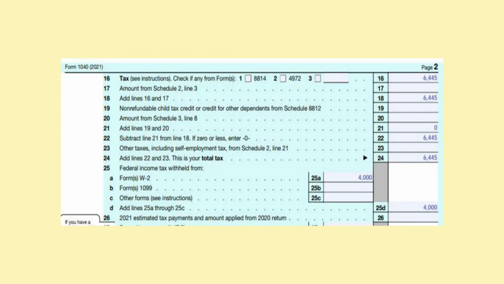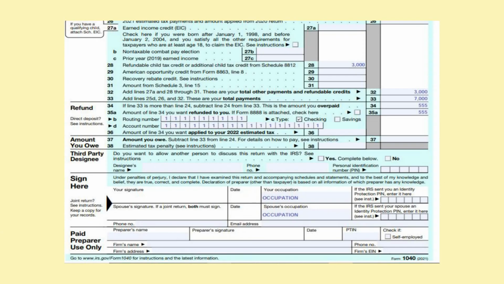On line 26, you would put any estimated tax payments that you remitted during the year, or any amount that you applied from your 2020 return to your 2021 return. In our example, it is 0, so the line can be left blank. Line 27A will be left blank, as in this example, you do not qualify for the Earned Income Credit. The Earned Income Credit is a credit for individuals with earned income whose income falls in the low to moderate range.